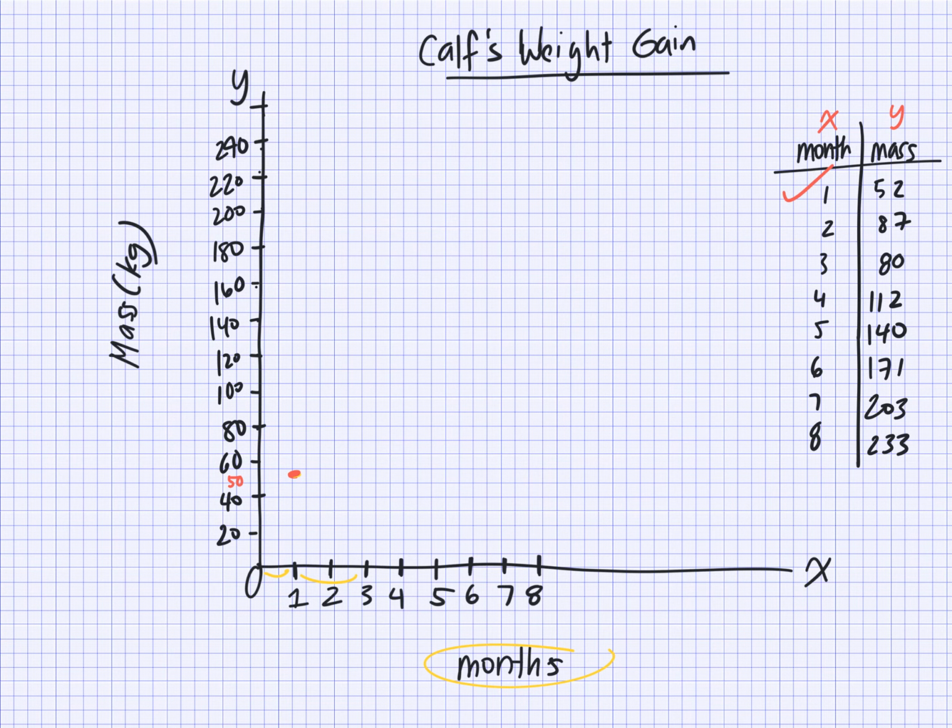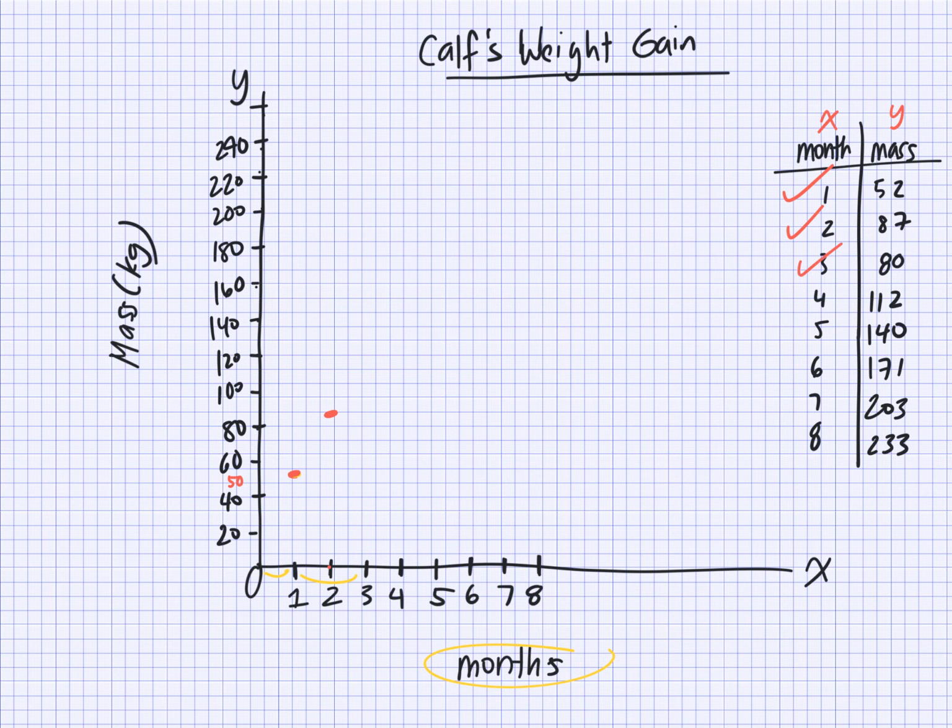My next point would be at 287. So I go to 2, and I go up, and it would be roughly around here. No, you're not doing a bar graph. We're making a scatter plot. We're plotting the points on the graph, okay?